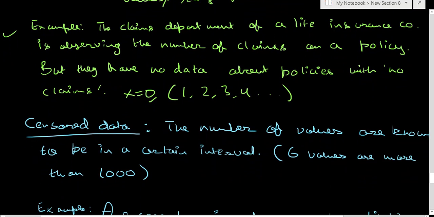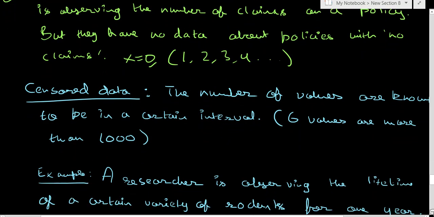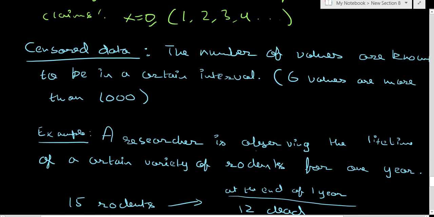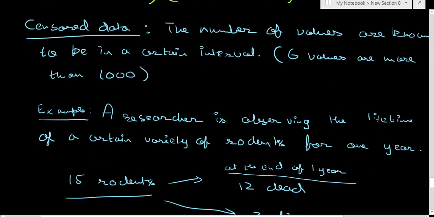Let's see how. In case of censored data, the best example would be a researcher who is observing the lifetime of a certain variety of rodents for 1 year. So there's this researcher. He has got 15 rodents with him, let's say mice or maybe guinea pigs or something like that. He has 15 of these rodents, and he is going to observe them for 1 year and note their lifetimes.